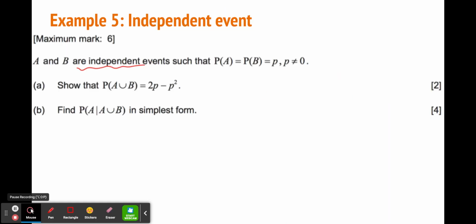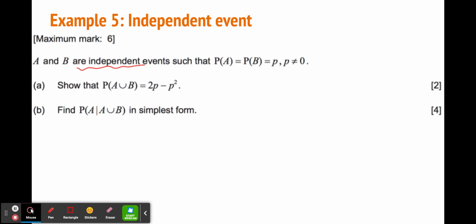And the last question for this video, let's say A and B are independent events such that the probability of A is equal to the probability of B, and we say that this probability is equal to p. And they're telling us that this probability is not equal to 0. So there is a probability here. It's a number. Show that the probability of the union of A and B is equal to this.